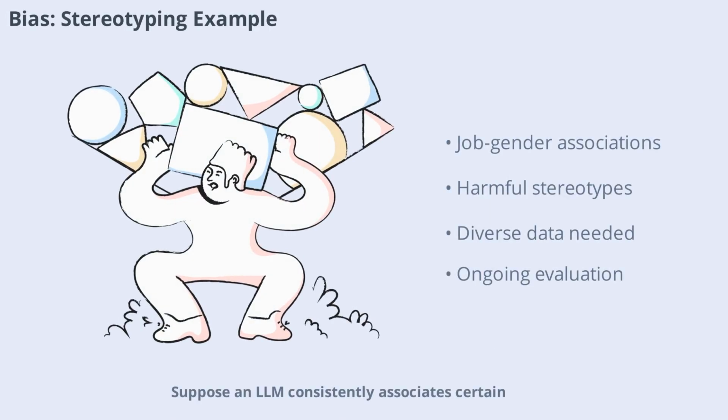Suppose an LLM consistently associates certain jobs with specific genders or ethnicities. This is an example of stereotyping bias, which can reinforce harmful societal norms. Addressing these biases requires diverse training data and ongoing evaluation to ensure fair and balanced outputs.